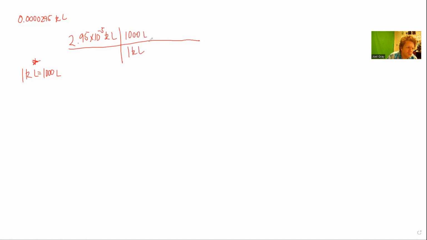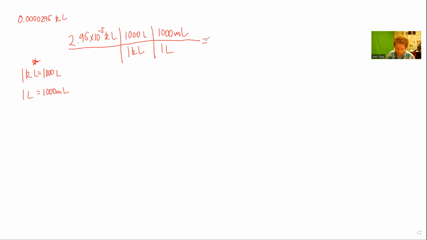Now this question is getting at how many milliliters. So in order to answer this question, I have to know that 1 liter equals 1,000 milliliters. So what I'm going to do is say 0.0000295, or 2.95 times 10 to the negative fifth, times 1,000 is equal to my answer.